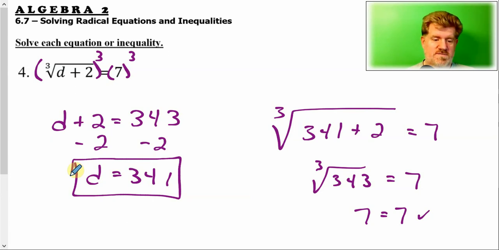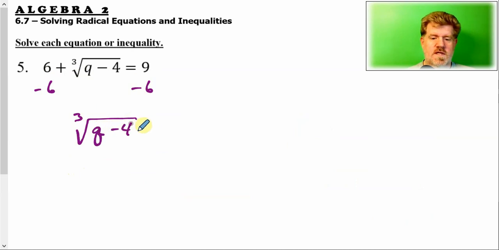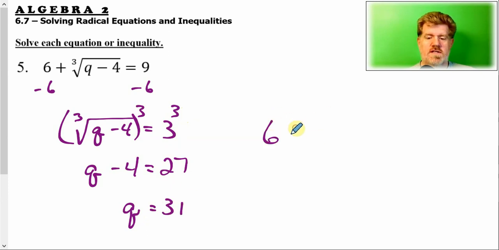All right. Another similar problem, another cube root. Let's do this first. Subtract 6 from both sides. 9 minus 6 is 3. It's a cube root. We cube. These cubes transform into 1. This cube you use, 3 cubed is 27. Add 4 to both sides. We get 31. Again, probably the right answer.